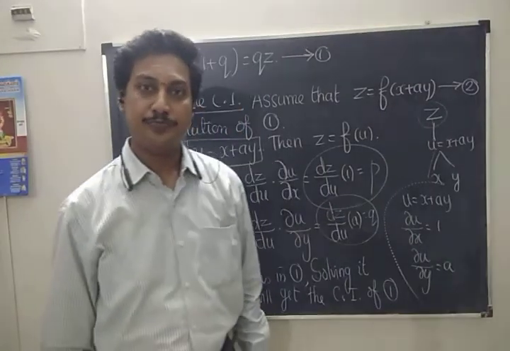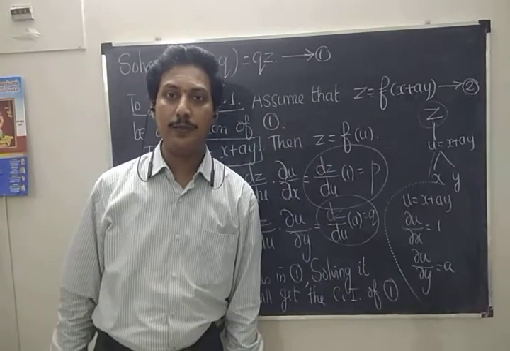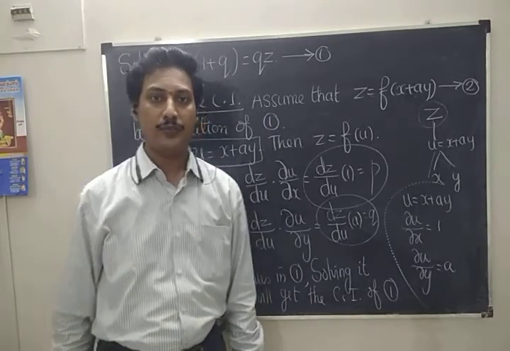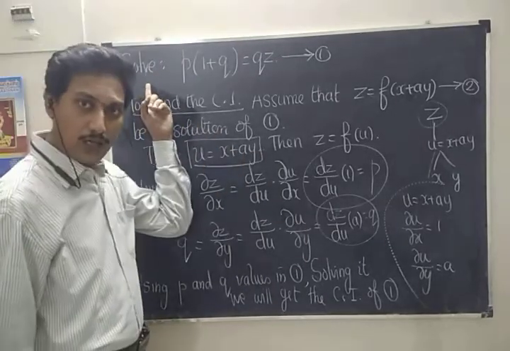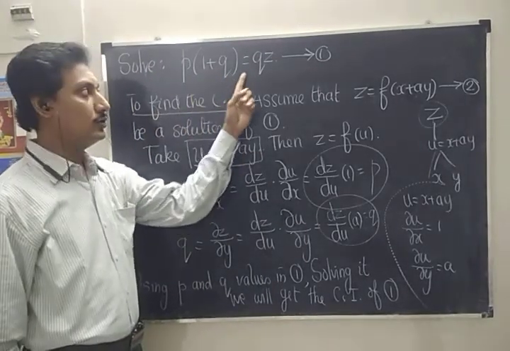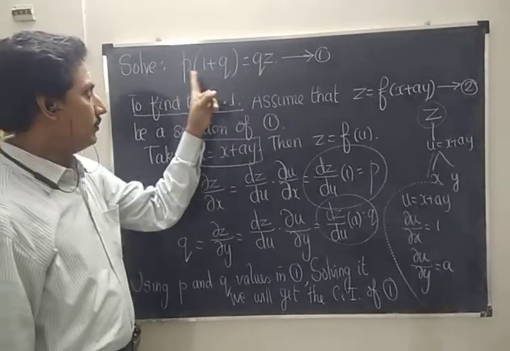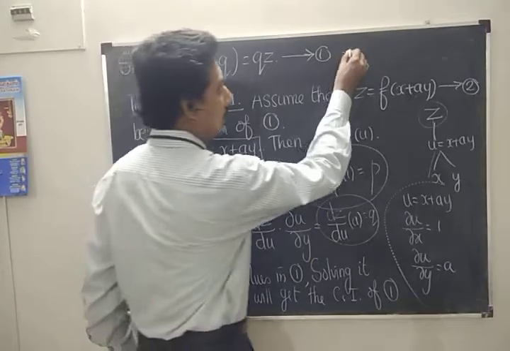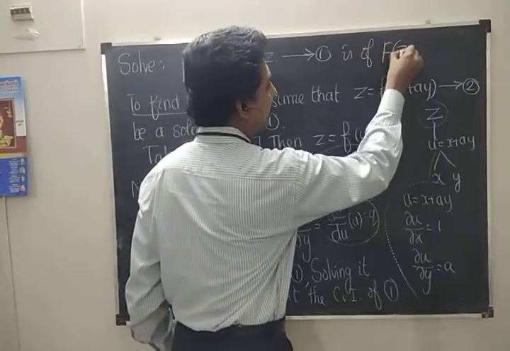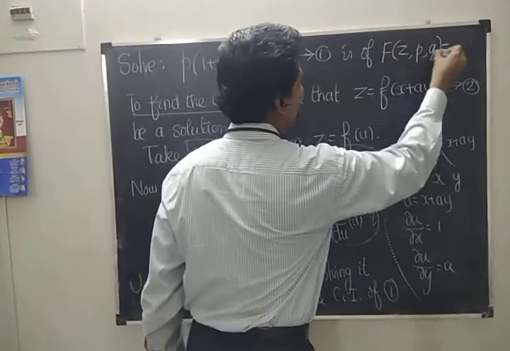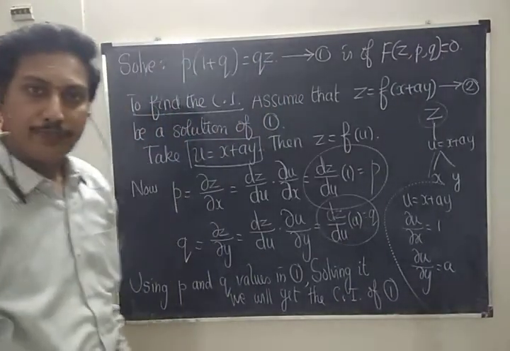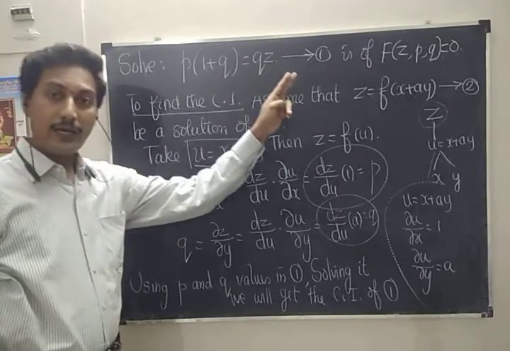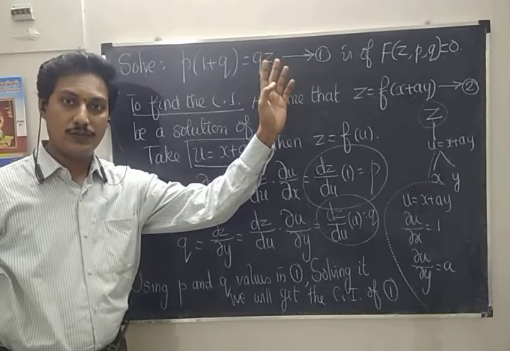Hello my dear friends, this is the first problem in the first order partial differential equation. Let us say that the question is solve p(1 plus q) is equal to qz. I think so, p is present, q is present and z is there. So this is of f of z comma p comma q is equal to 0 type. Am I right? So p, q and z only. This is the third type, f of z comma p comma q is equal to 0 type.